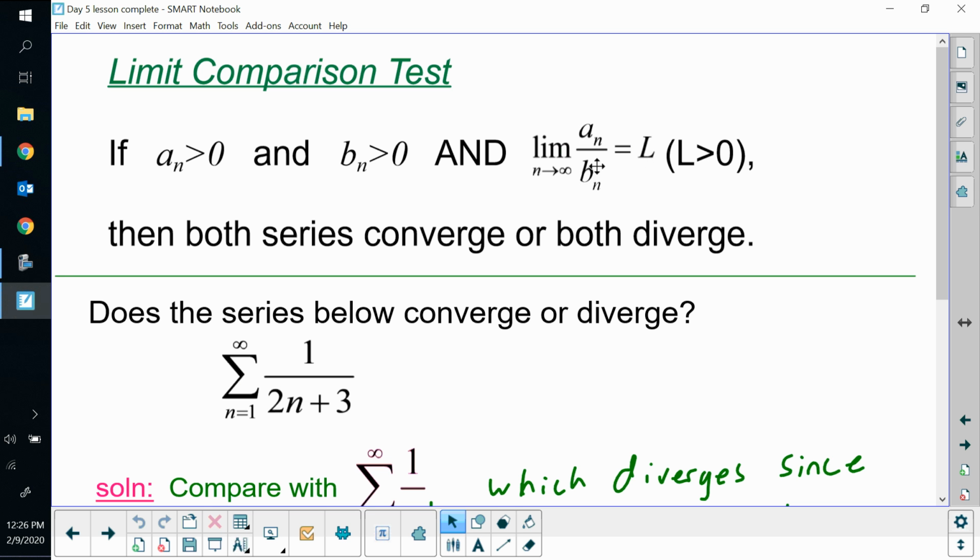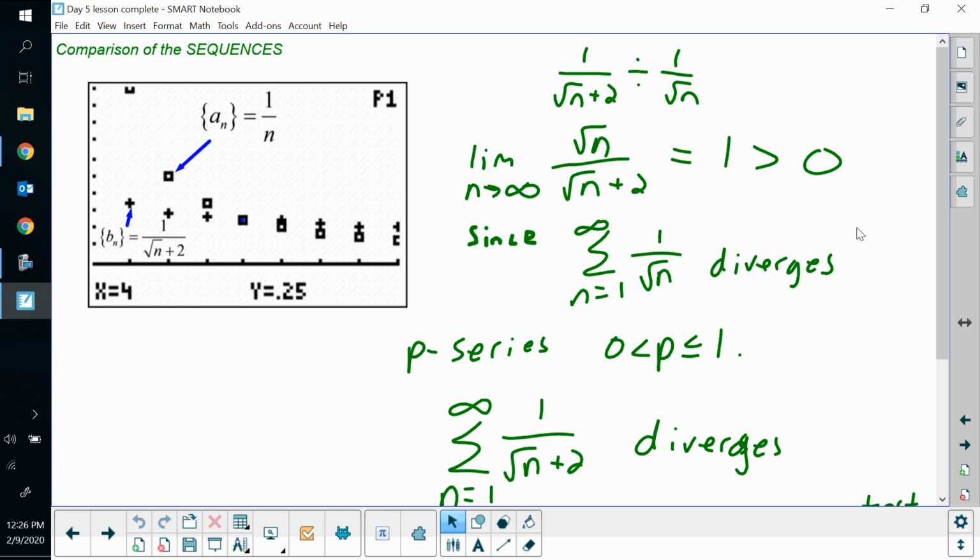And it doesn't matter which one you do on top and which one you do on bottom, because if you do the reciprocal of something that's a finite positive number, it'll still be a finite positive number. So let's go back in the space we have on the previous slide, and we'll test out the one from before.